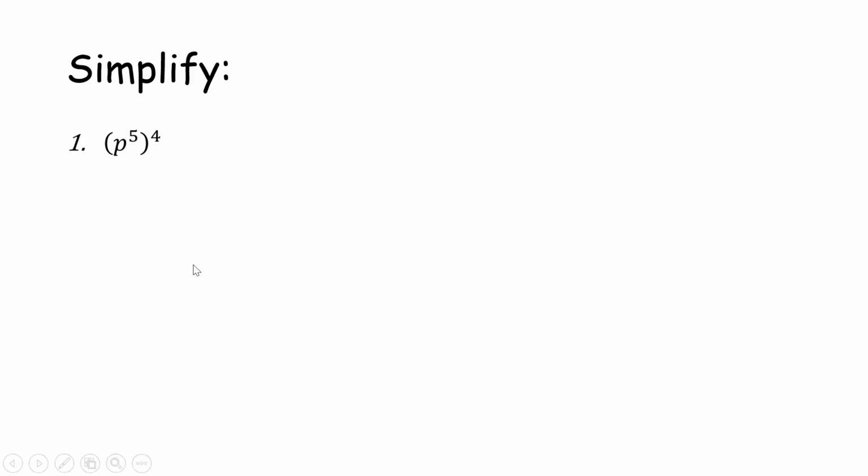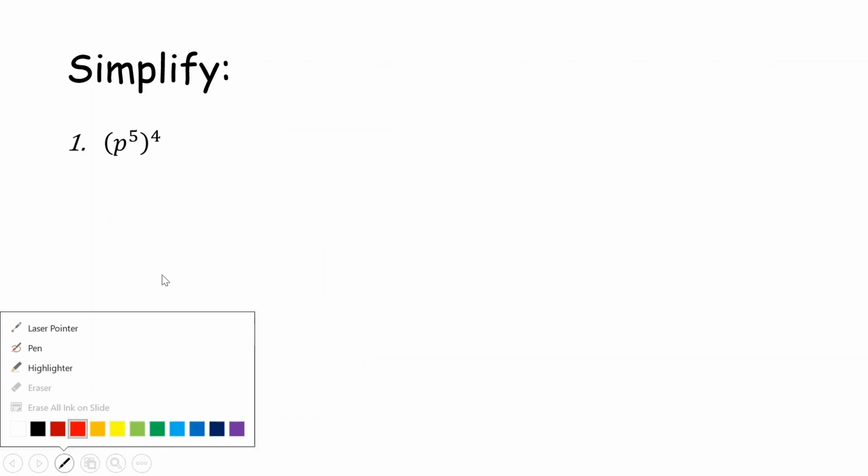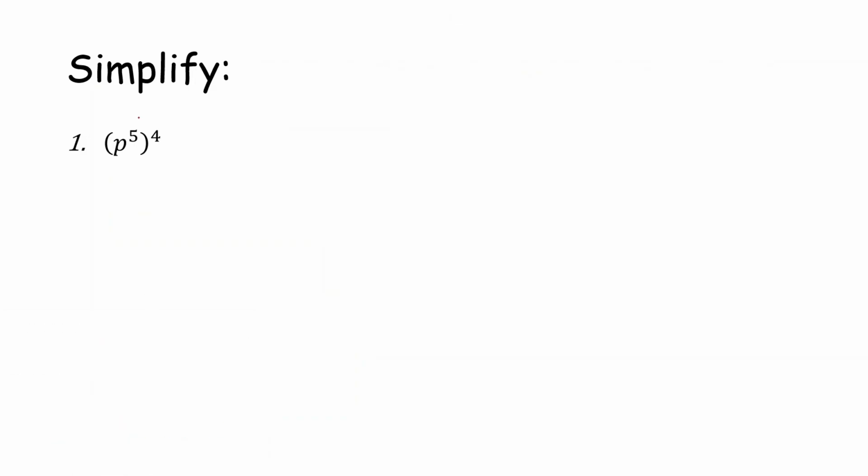All right, we are going to be taking examples for better understanding. Example 1. If you have p raised to power 5 raised to power 4, all you have to do here is multiply the powers together. Then that will give you p raised to power 5 times 4, which is 20. As simple as that.